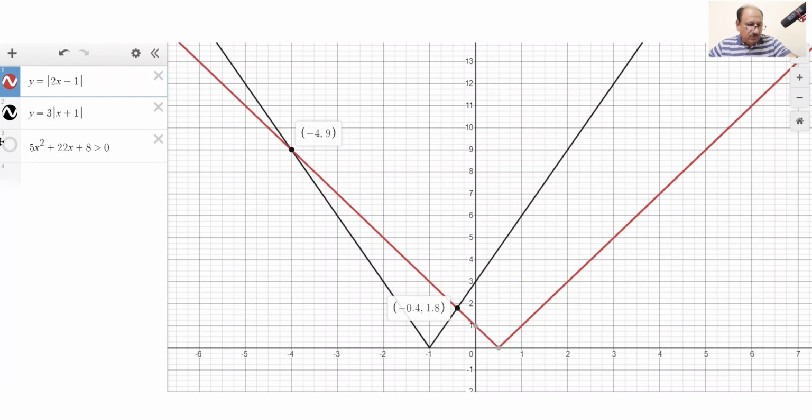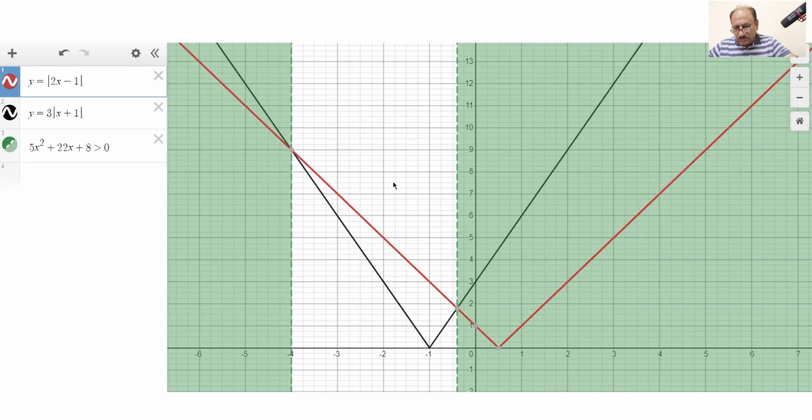If I activate this one, it will be this portion, and you can see this line is a broken line, and it is passing through this point, which is minus 0.4. So the shaded portion is to the right of this point, so bigger than this value. And if you check from here, the second point, minus 4, the x value is lesser than minus 4. So these green portions are the inequalities which we have provided as the answer: x is less than minus 4 and x is greater than minus 0.4. Hopefully you understood this very well.